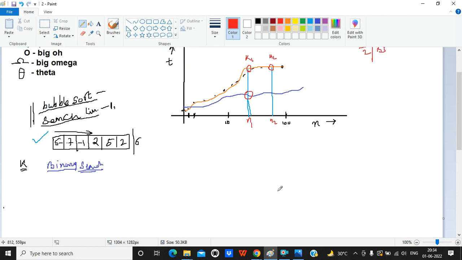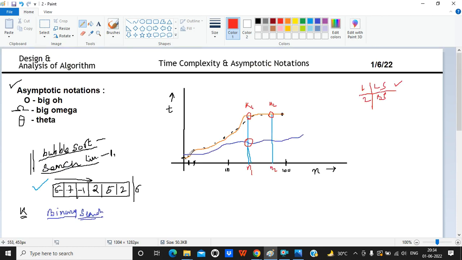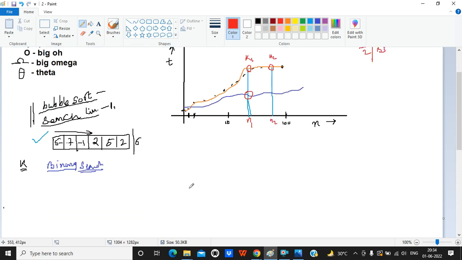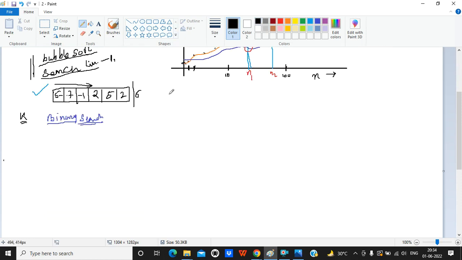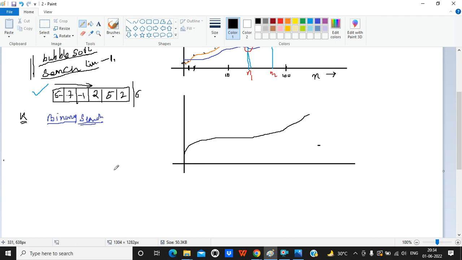Now see, in this graph, I'm again drawing another graph. We need to understand these things, and these are not very complex at all. Suppose there is an algorithm, and if we plot that algorithm, time versus n, we are getting this graph.